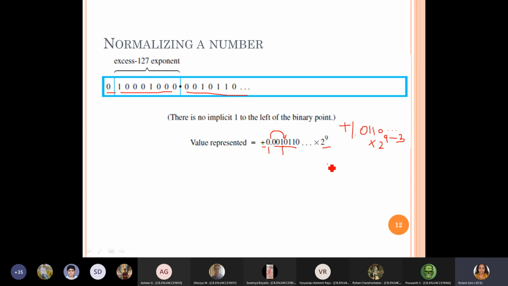Okay. So now the value will be plus 1.0110, whatever is the value after that, it will be followed into 2 power 6 as the normalized number. Now if you represent this in single precision format, how will the 32-bit number be?